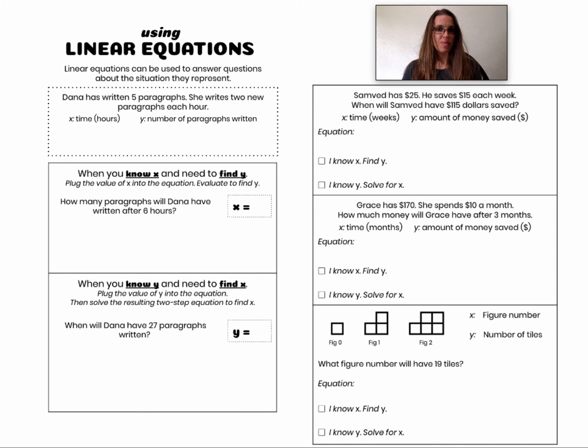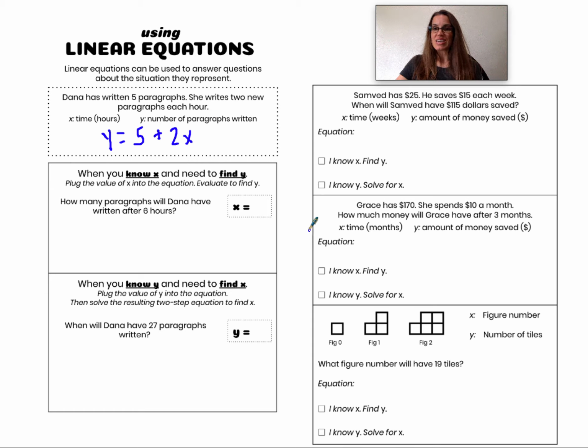Dana has written 5 paragraphs. She writes 2 new paragraphs each hour. So linear equation, y equals b, my start value, which is 5, plus mx, my rate of change. So my rate of change is 2 paragraphs an hour, x. And of course, it's totally fine to write y equals 2x plus 5.